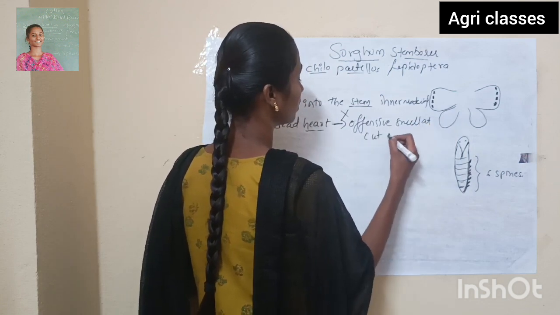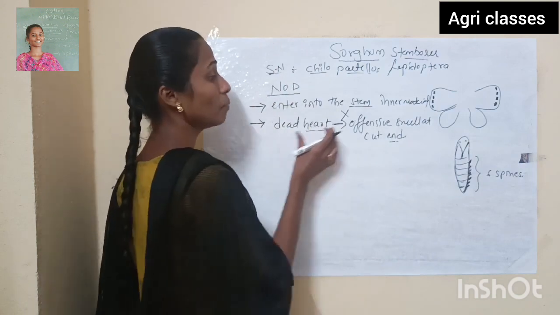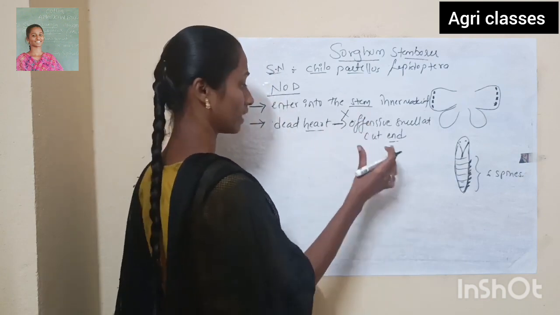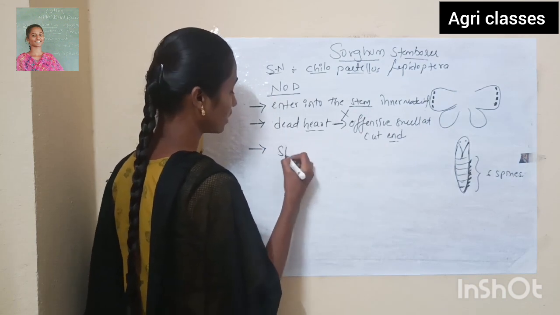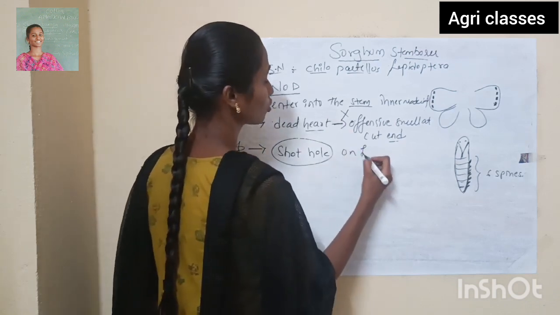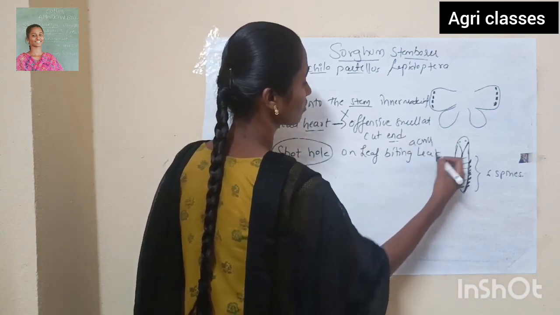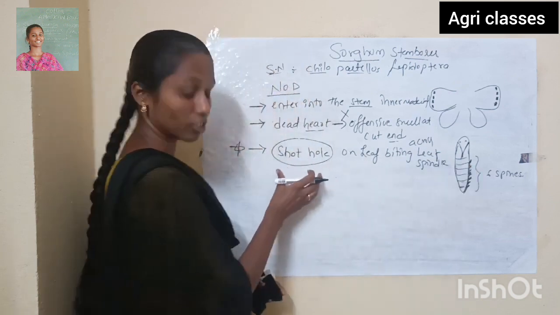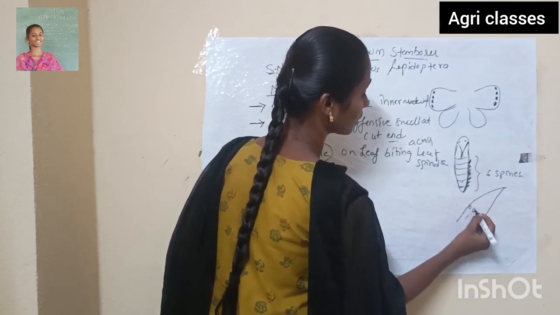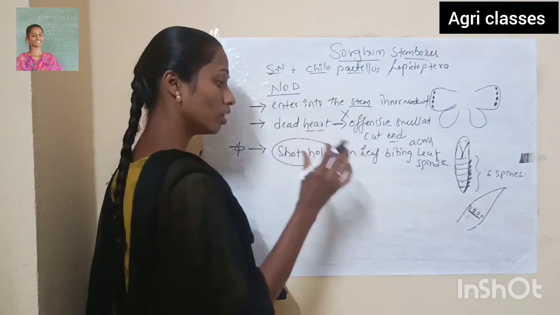In sorghum shoot fly, we can see the same symptom, dead hearts, but we can observe an offensive smell at the cut end. Here we cannot observe any offensive smell at the cut end, and here we can see the shot hole symptom. This is the major symptom, shot holes on the leaves due to biting across the leaf spindle. Shot holes are nothing but holes on the leaves, seen horizontally in a row. This is called the shot hole symptom, and we can observe it on leaves.